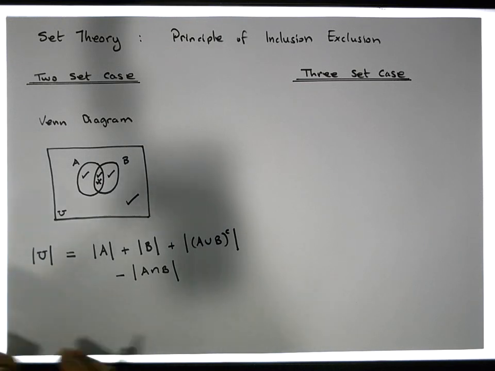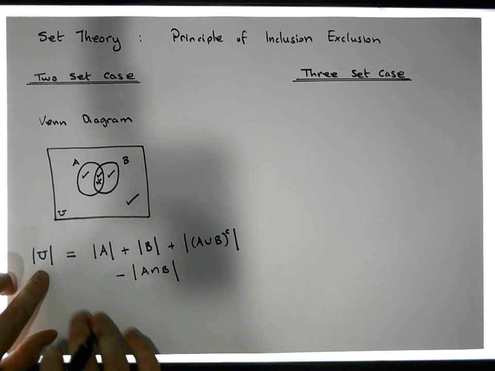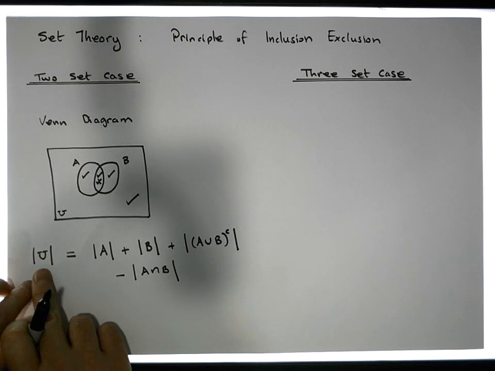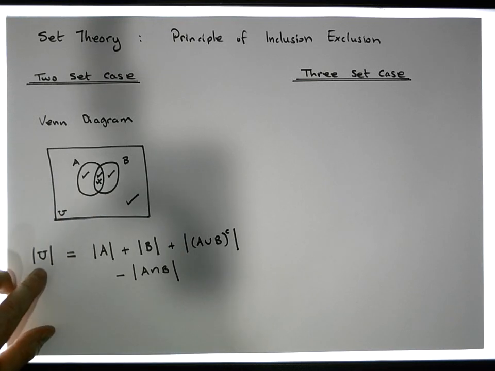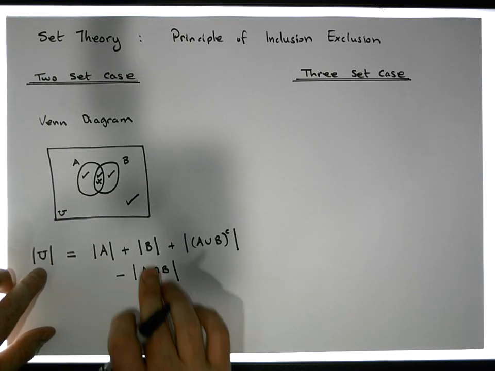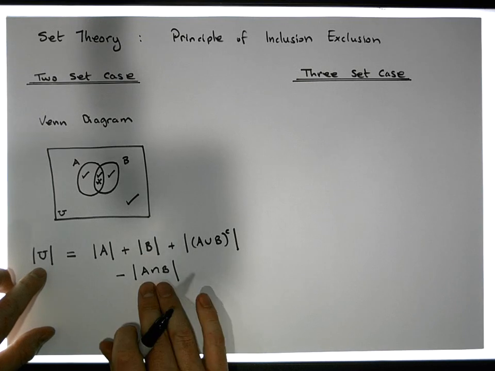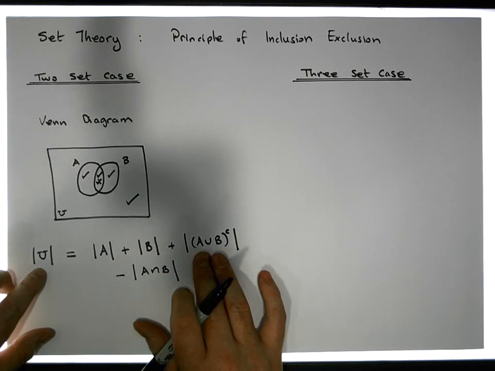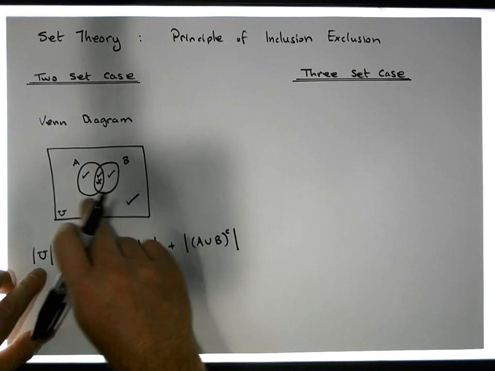This is really good because it's an equation. We have the inequality sign there. It's an equation that allows us to balance. If we're given information about the size of the universe, about A, about B, and also about A intersection B, we can always find out how many people are outside of A union with B. In other words, how many people aren't in those particular sets.